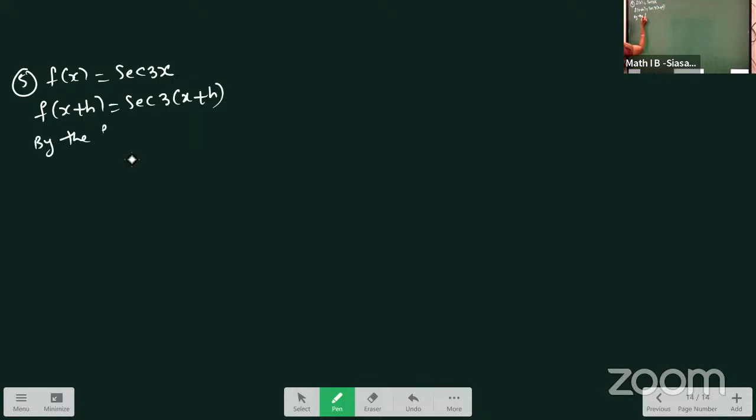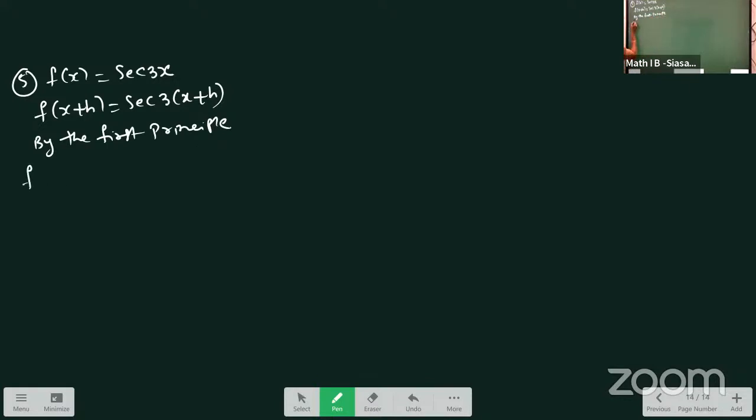f of x is equal to secant 3x. So f of x plus h is equal to secant of 3 into x plus h. Now apply the first principle.